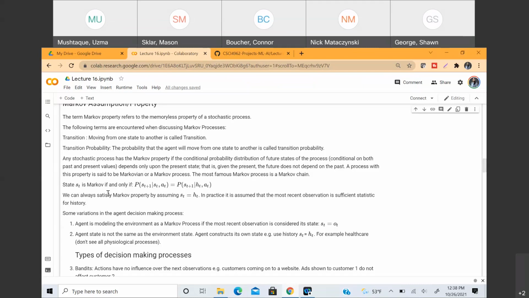So that's that. And then coming back to what is the Markov property and how do we mathematically represent it, right? Any stochastic process has a Markov property if the conditional probability distribution of future states of the process depends only on the present state, right?